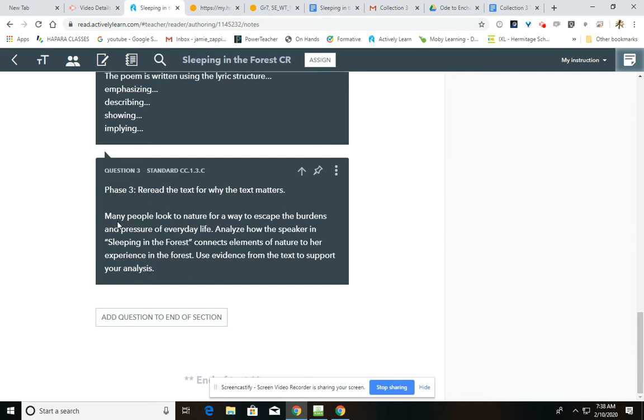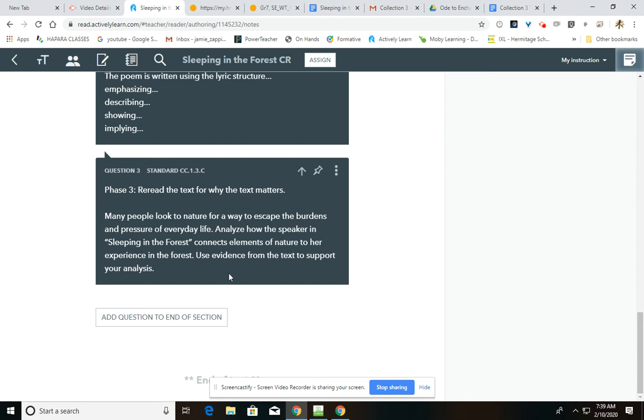For this question, you're asked, how many people look to nature for a way to escape the burdens and pressures of everyday life? How does the speaker in Sleeping in the Forest connect the elements of nature to her experience in the forest? And use evidence from the text to support your analysis. Again, this phase is set up as a question, but does have the features of a TDA analysis essay prompt because it's interacting two skills.